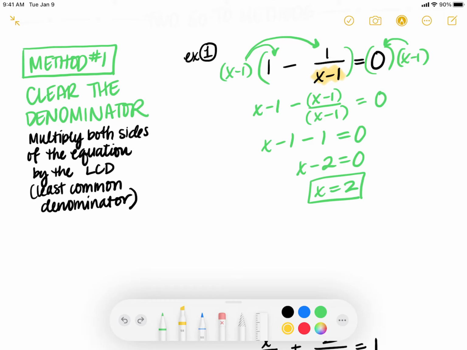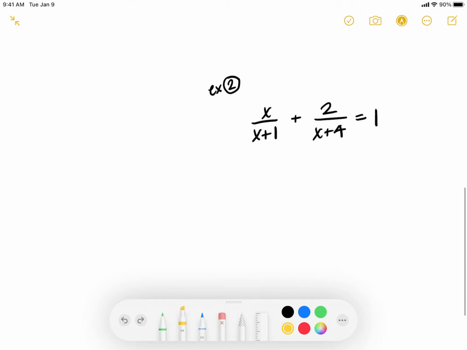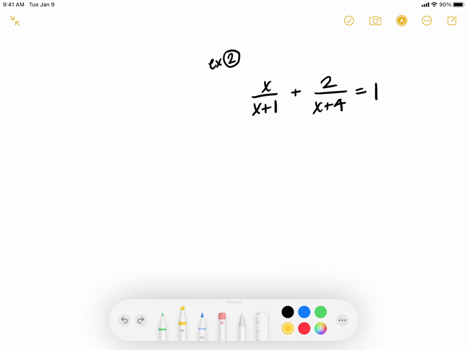Let me set you up for the second example. Again, clearing the denominator means multiplying both sides by a denominator that is the least common denominator. So in this case, I have to look at both the x plus 1 and the x plus 4, but it's the same idea. I want to multiply both sides by that entire denominator, both the x plus 1 and the x plus 4.